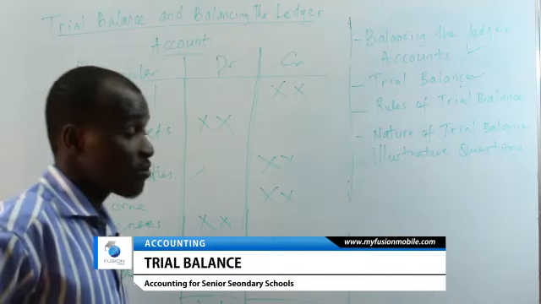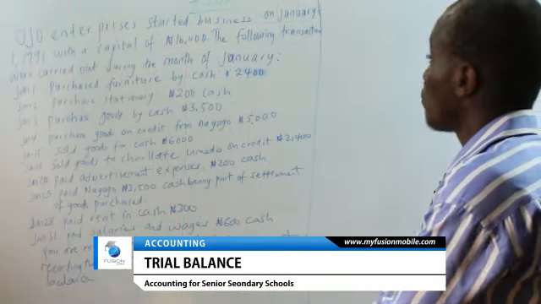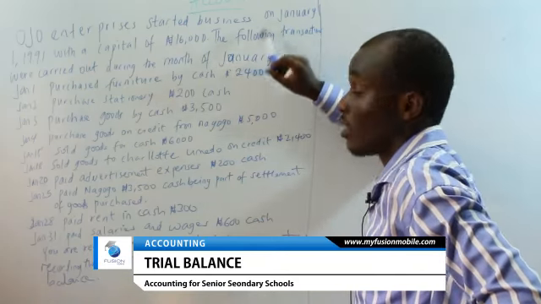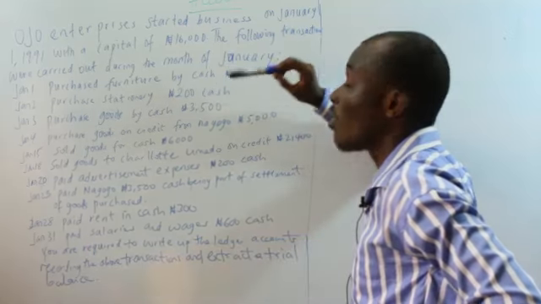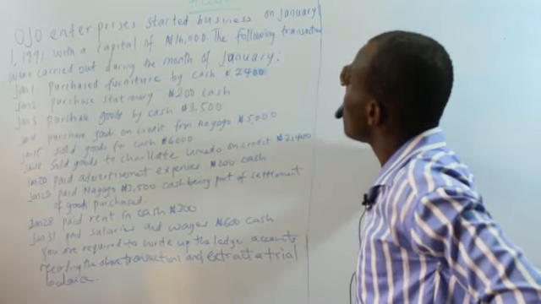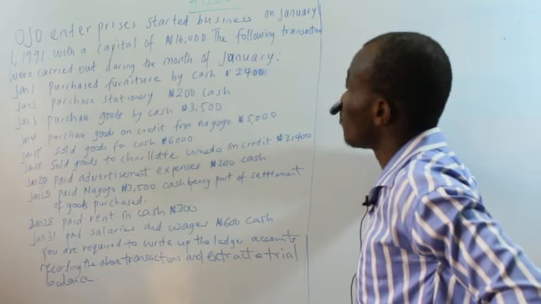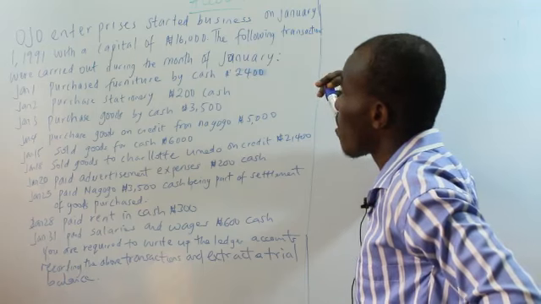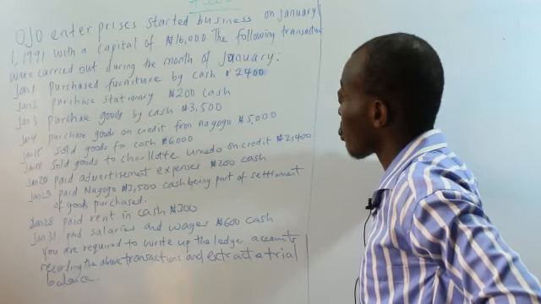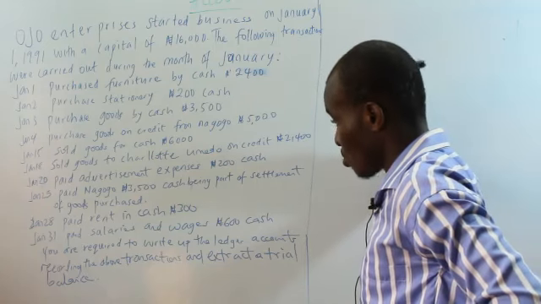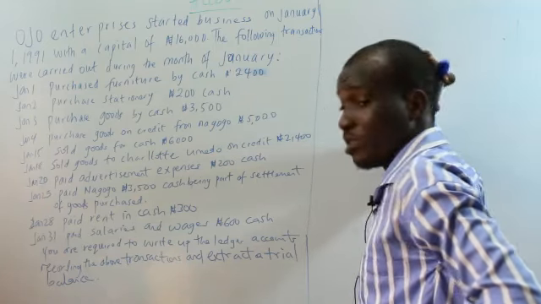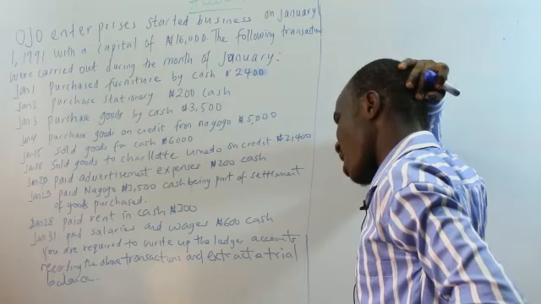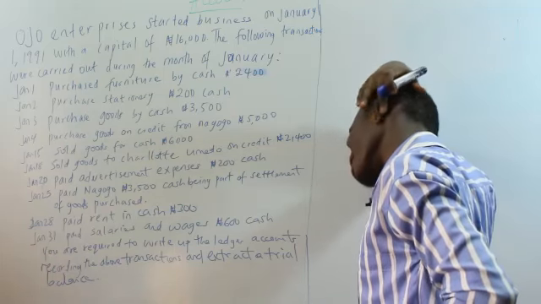So we can move to illustrative questions. Ojo Enterprises started business on January 1, 1991 with a capital of 16,000 naira. The following transactions were carried out during the month of January. January 1, purchased furniture by cash, 2,400 naira. January 2, purchased stationery, 200 naira cash, up to January 31. We are required to write up the ledger accounts, recording the transactions, and extract a trial balance.